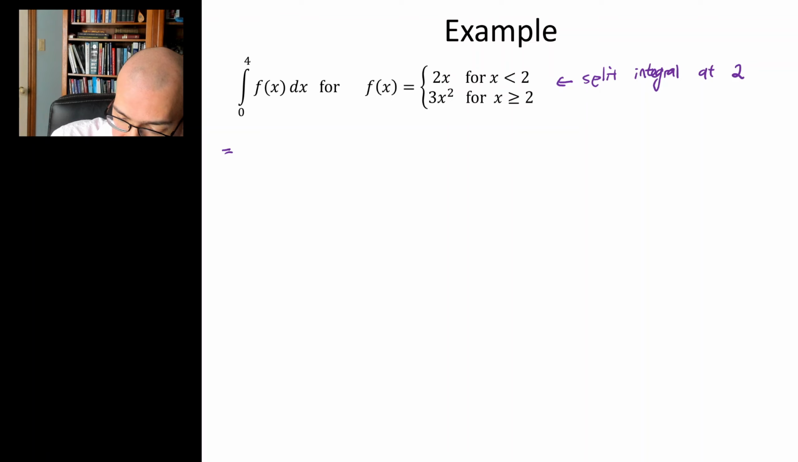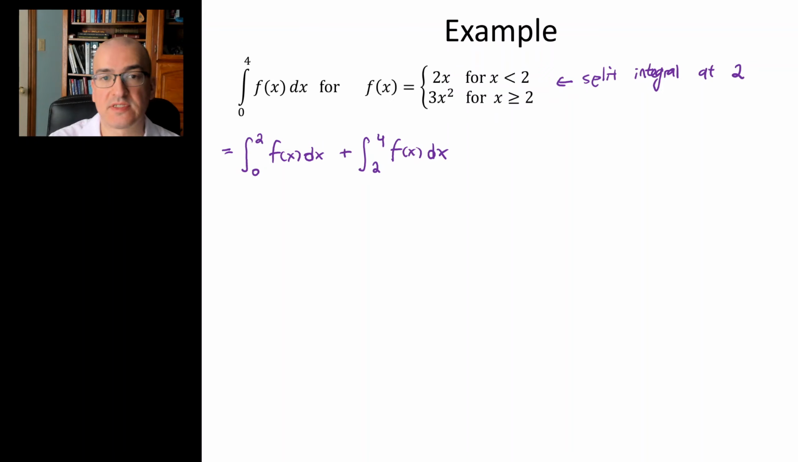I'm going to rewrite this. I'm integrating from 0 to 2 of f of x dx plus the integral from 2 to 4 of f of x dx, and this just happens to be the halfway point. It's not always going to be the halfway point. For example, if our integral was from 0 to 10, instead of 0 to 4, we would go 0 to 2 of f of x plus 2 to 10 of f of x. So the important thing is we're splitting it where the piecewise function switches.